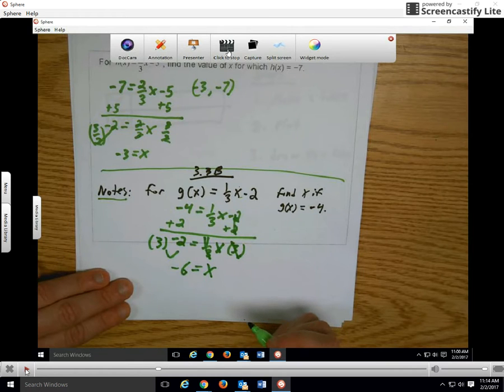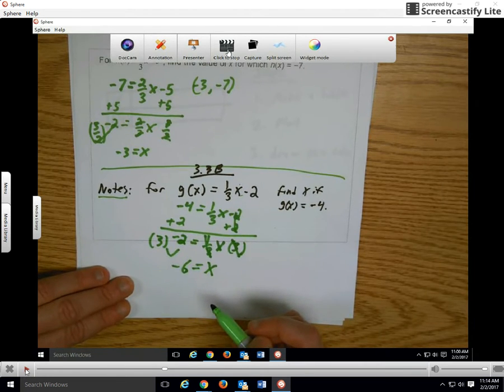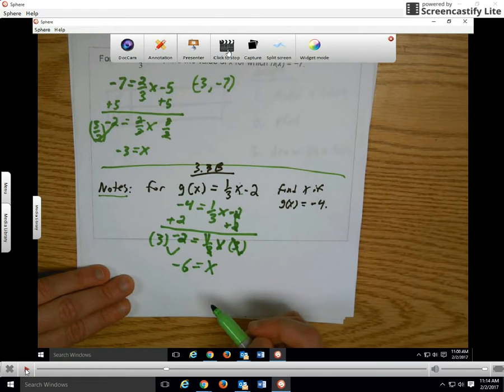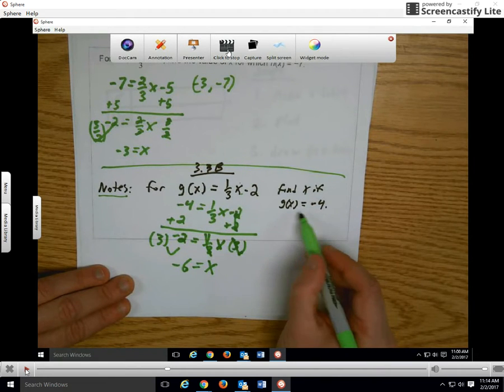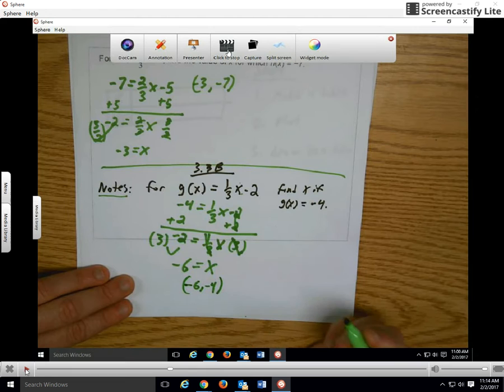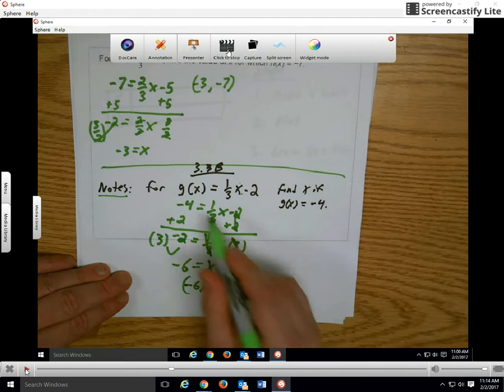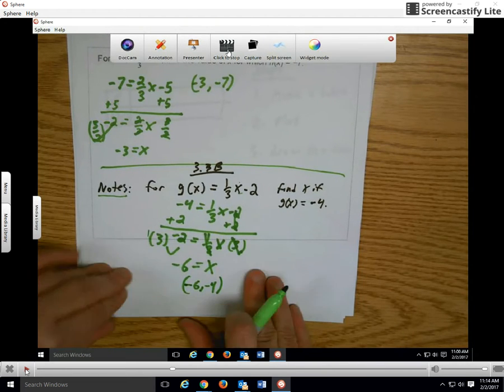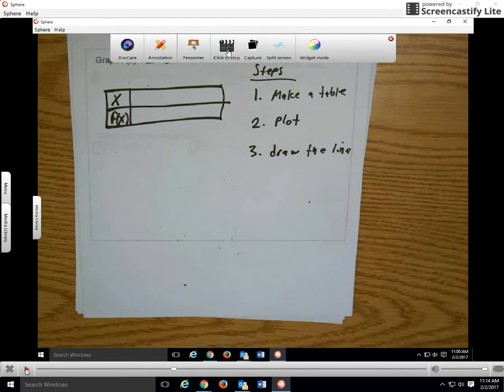Yay! And we already know our y because it says if the g of x were -4. So the answer would be (-6, -4). Again, we could try it with different numbers if we want, but this is what you should have in your notes. Good. Okay.